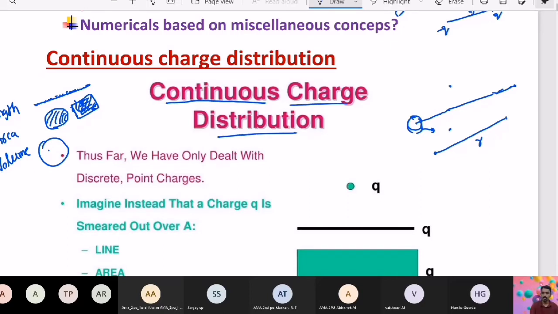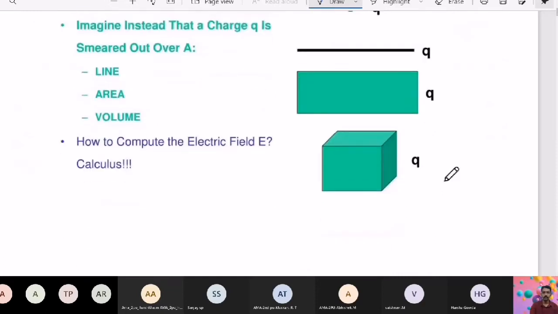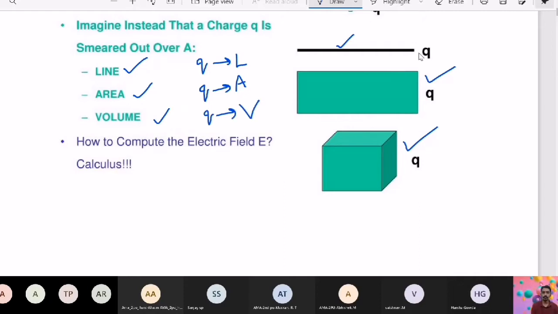Here I am showing you a simple diagram. See here. There is a line charge first, this is the line charge. This is the surface charge. This is the volume charge. A line charge means charge distributed over a length, so Q charge distributed over a length L. Area means Q charge distributed over an area A. Volume means Q charge distributed over a volume V.